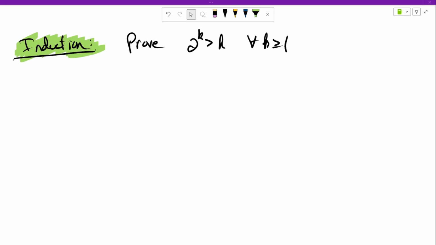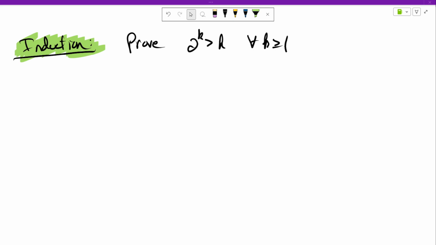Next induction problem is going to be a somewhat different flavor. We're going to talk about how you can use induction to prove inequalities. And here, we're trying to prove that 2 to the k is bigger than k for all natural numbers, so for all k bigger than or equal to 1.